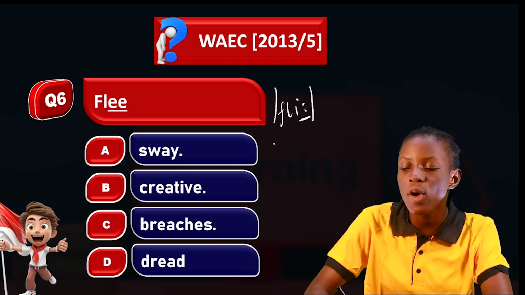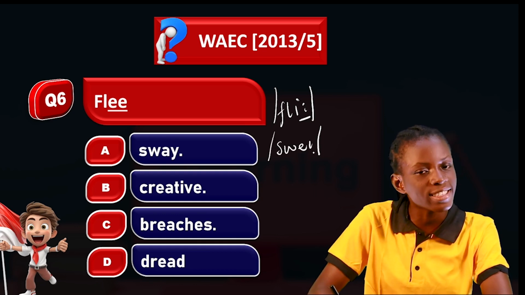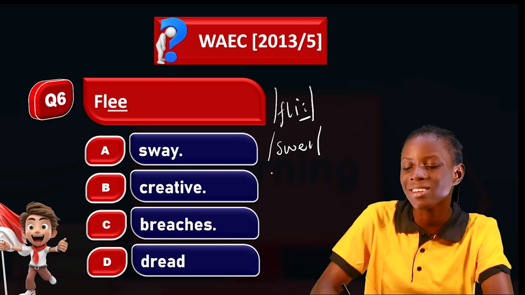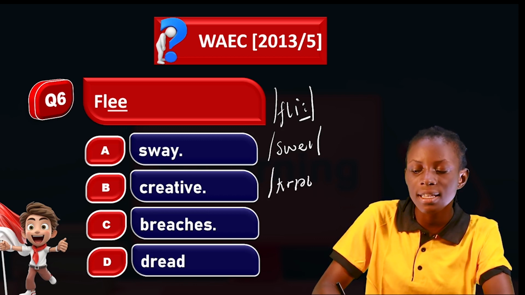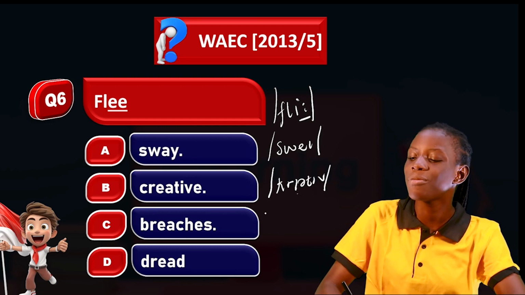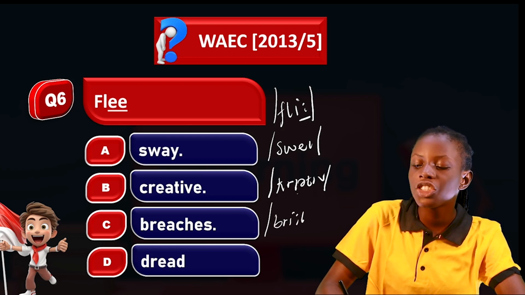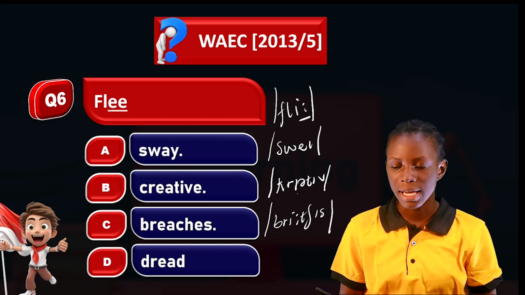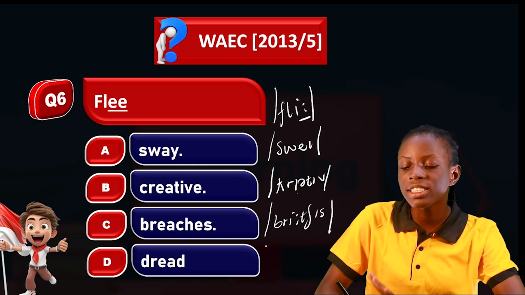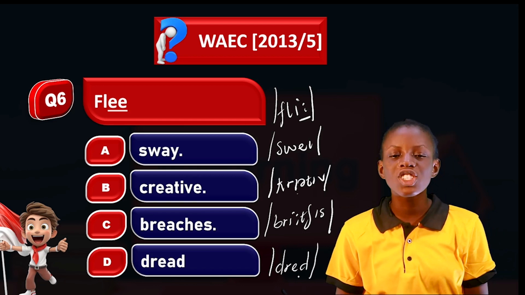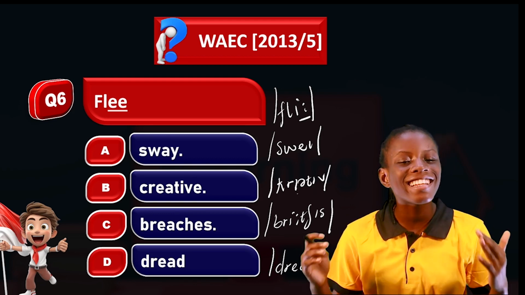We have option A, sway, which has the A sound, a diphthong. How about option B, creative? Creative is transcribed with the ear sound, a diphthong. How about option C, breeches? Let's transcribe breeches together. And option D is dread. Dread has the short E sound. So what is our answer now? Of course, it is clearly option C.